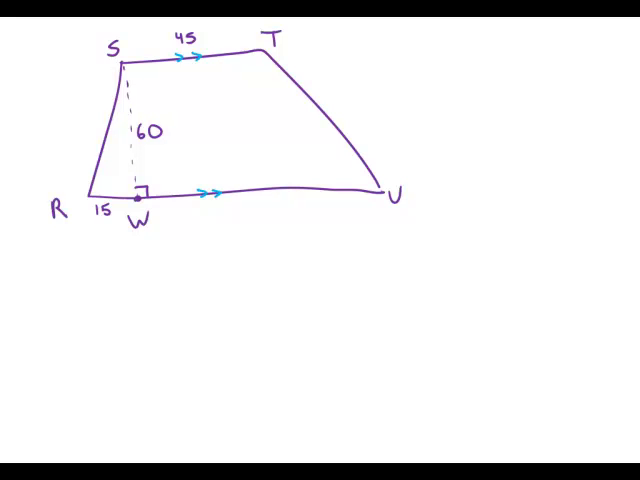Quadrilateral RSTU shown is the site plan for a parking lot in which side RU is parallel to side ST and RU is longer than ST. What is the area of the parking lot?